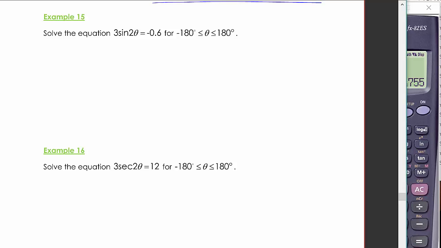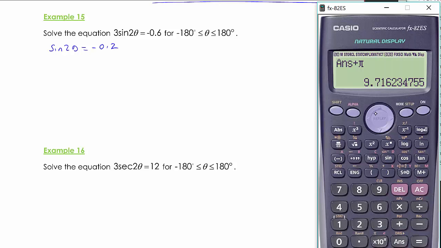Solve the equation 3 sine 2 theta is negative 0.6 for negative 180 to 180. So it's a different range, don't worry. So first thing, divide both sides. So we get sine 2 theta. We're in degrees. This was in radians, wasn't it? So I'm just going to go and quickly change myself into degrees so I don't stuff that up.